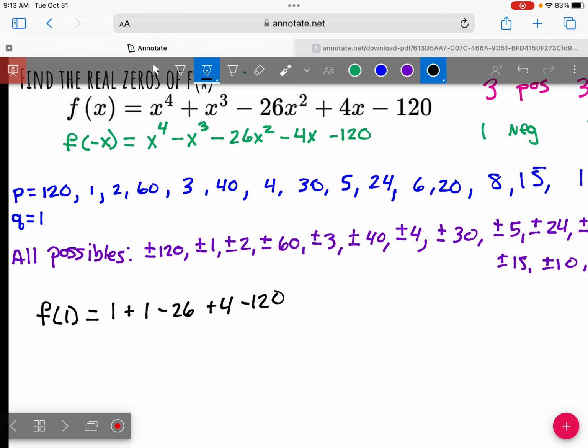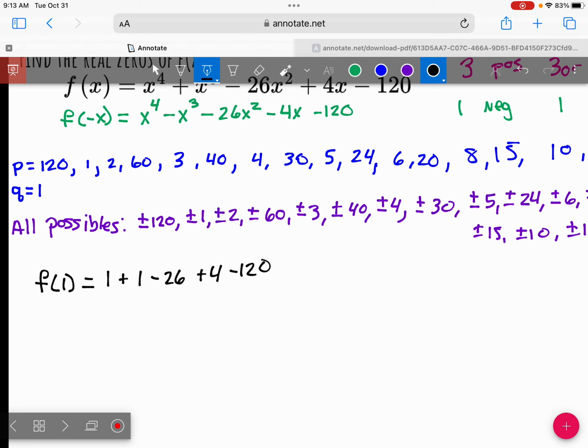So we know it's not positive 1. Let's see if negative 1 works. 1 minus 1 minus 26 minus 4 minus 120. Is that going to be 0? No. So we know it's not the ones. And you can use your list and cross stuff off as we eliminate it out. That's fine. Do you actually know which one works? I do. You want to hint us to the actual correct? Nope.